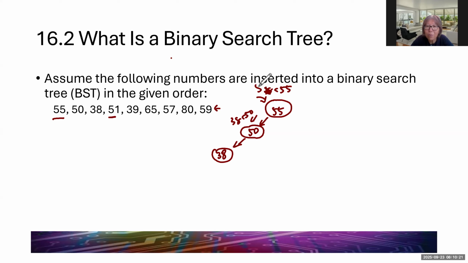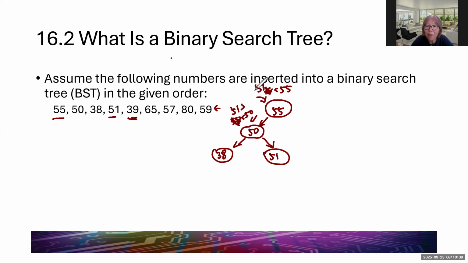And then 51. 51 is less than 55, so we should go to the left. And then 51 is greater than 50, so it should go to its right. The right doesn't have any node, so you just directly add a new node.